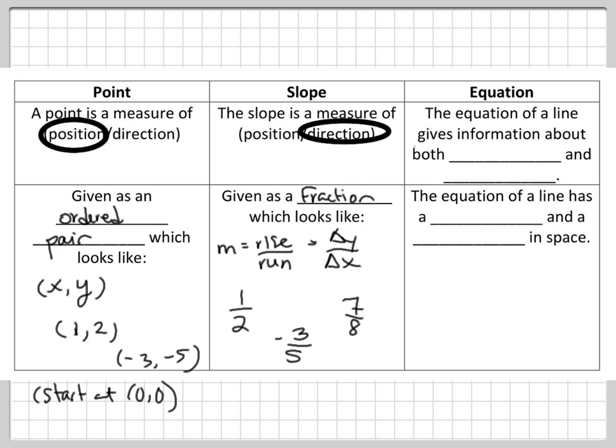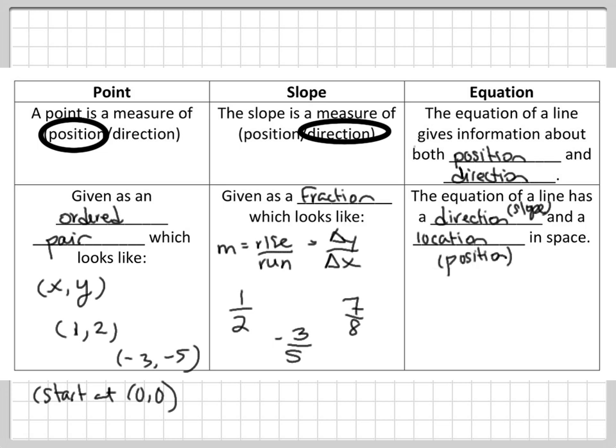So what if we take the point and the slope, those two pieces of information, and put them together? That's when we get the equation of a line. The equation of a line gives information about both the position of a line in space and its direction, meaning, is the slope positive, negative, zero, or undefined? So the equation has a direction, or slope, and it also has a location, or you could say a position, in space.